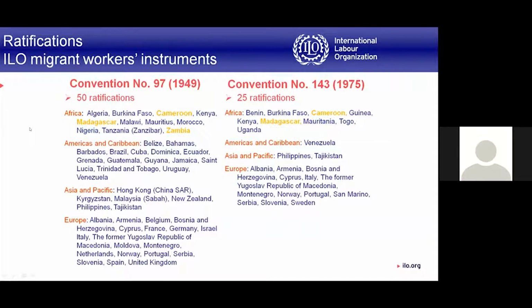And this is fundamental to protect the rights of irregular migrants. However, Convention 143 does not provide for the same rights to regular and irregular migrants. It just reminds of the entitlement to certain rights for all the workers because they are human rights.